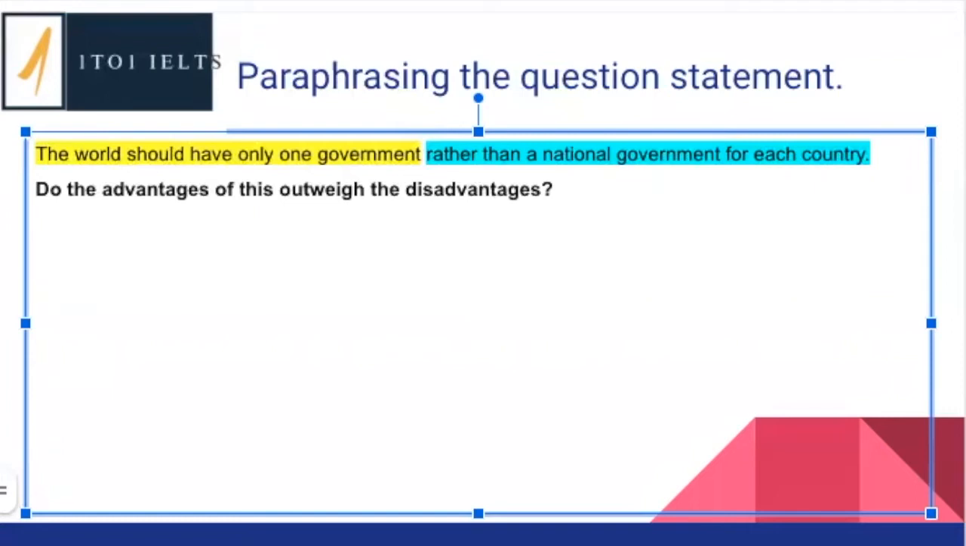What do we do if we can't think of a synonym? Use the original word. We could maybe talk here about each country having their own government rather than saying national. So that'd be one way of rewording this. But if you're not sure, repeat. It's much, much better to not take risks than to take risks with your synonyms.